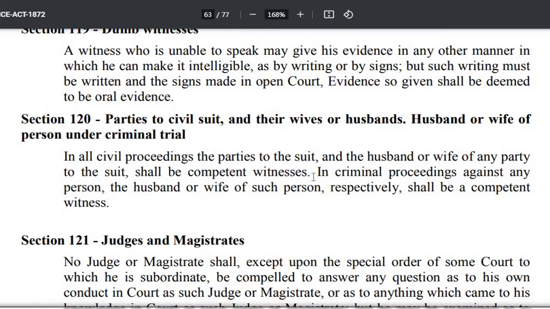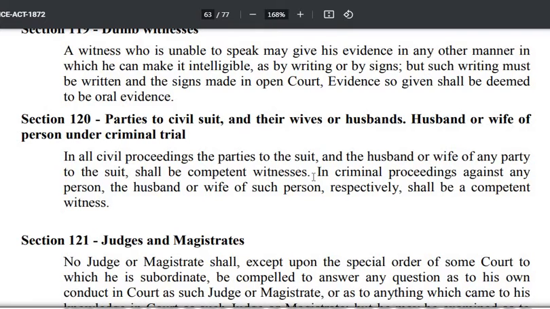shall be competent witnesses. Means if A wants to become a witness and give evidence in his own favor, then he can do so in a civil proceeding. And if B as a defendant wants to give witness and give evidence in his own favor, that also will be allowed. And that is provided in Order 18 Rule 3A of the CPC as well.